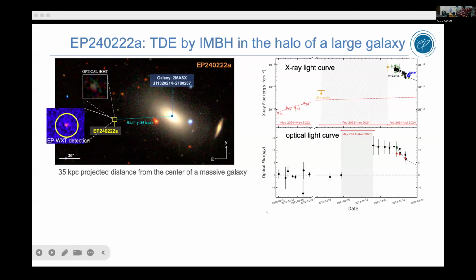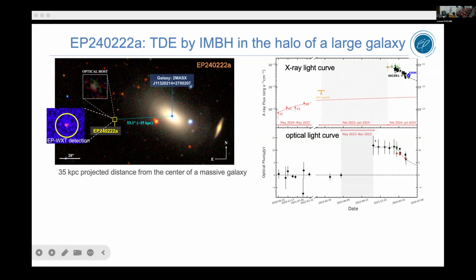So next we go to the TDE. This is the TDE detected by EP in February 2024, and it's an off-center one. Compared to the large host, it's off-center, about 35 kiloparsecs projected distance from the center of a massive galaxy. There's a very faint host there, and the redshift is measured. So this is the X-ray and optical evolution of this source, and EP detected it, and later there are NICER observations.